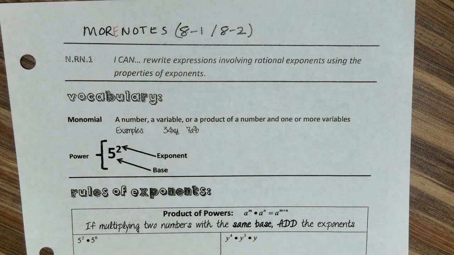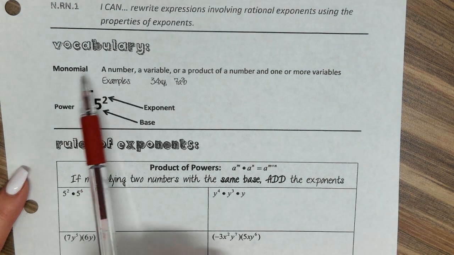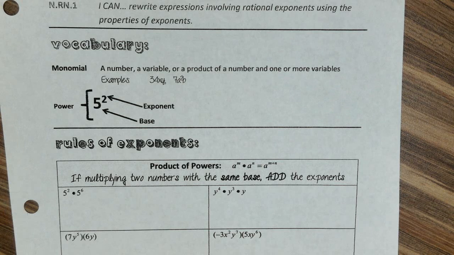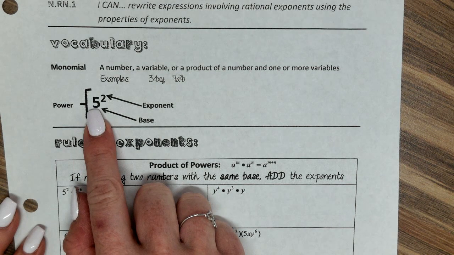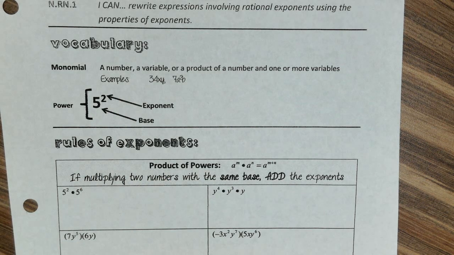All right, so today we're going to review our multiplication rules and our division rules of exponents. If you look at the vocabulary, we already went over this. A monomial example is just a number, a variable, or a product of a number and a variable. Okay, you've got your base and your exponent, and we call it a power. Everybody good? All right, what is the multiplication rule?